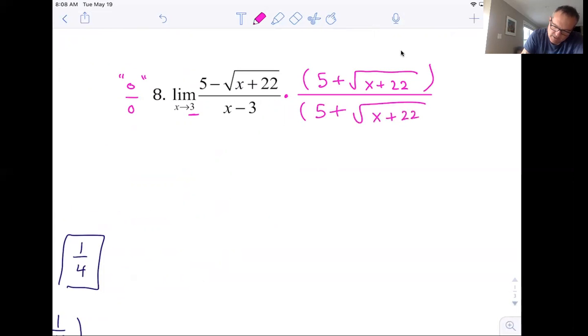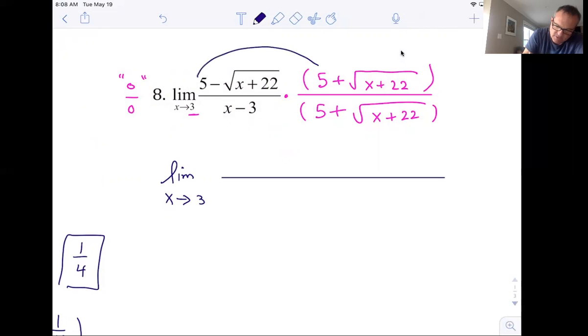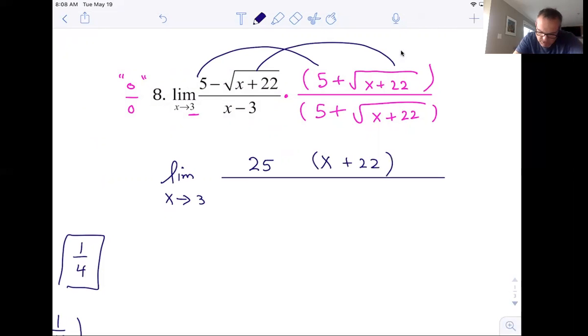So multiply this out top and bottom, and then let's do our multiplying. Don't forget, we haven't evaluated the limit. You've got to bring down the limit symbol, right? Give yourself a big fraction bar. 5 times 5 is 25. The square roots cancel each other out, and you're going to get x plus 22. Be careful, they're still grouped together when you multiply those. And then a minus times a plus gives you a minus. So those parentheses are important. I think you can see that.